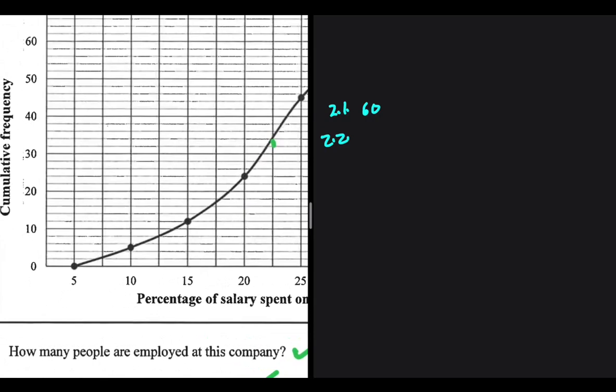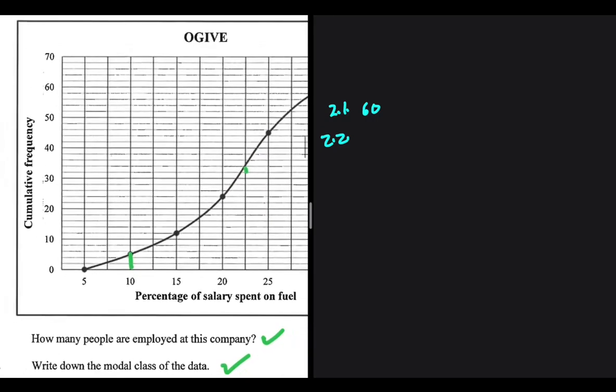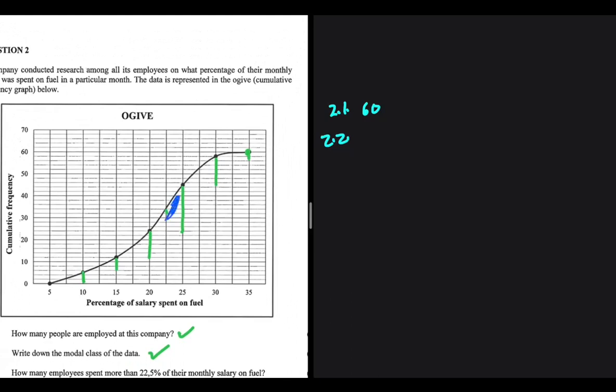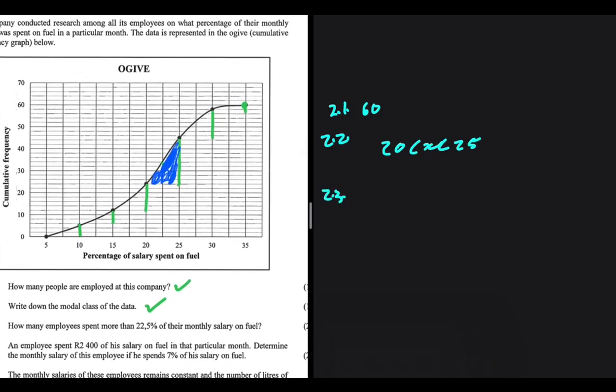From 5 to 10%, this is the frequency. From 10 to 15, this is the frequency. From 15 to 20, this is the frequency. And then 20 to 25, 25 to 30, 30 to 35. 20 to 25 is where we have the highest frequency. So that is our model class, 20 to 25. 2.3. How many employees spent more than 22.5% of their salary on fuel?